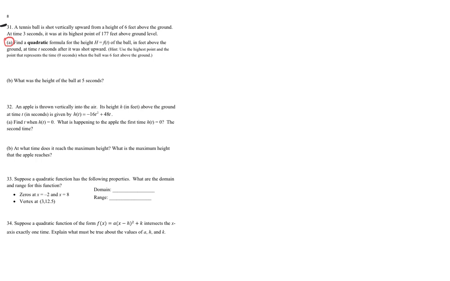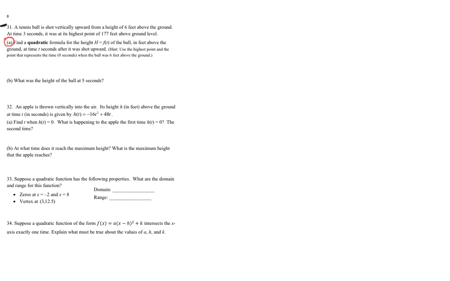Okay, looking at number 31 here, a tennis ball is shot vertically upward from a height of 6 feet above the ground. At time 3 seconds, it was at its highest point of 177 feet above ground. So for part A, we want to find a quadratic formula for the height h equals f of t of the ball in feet above the ground at time t seconds after it was shot upward. We're given a hint to use the highest point and the point that represents time 0 when the ball was 6 feet above the ground.